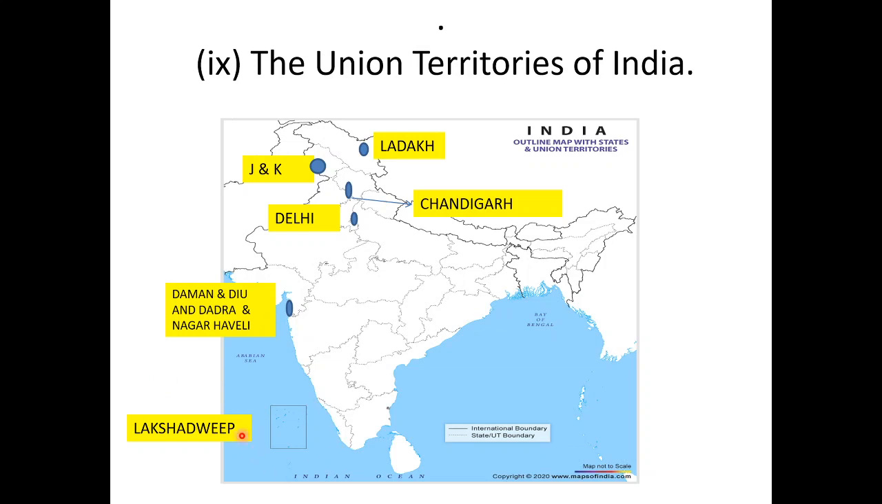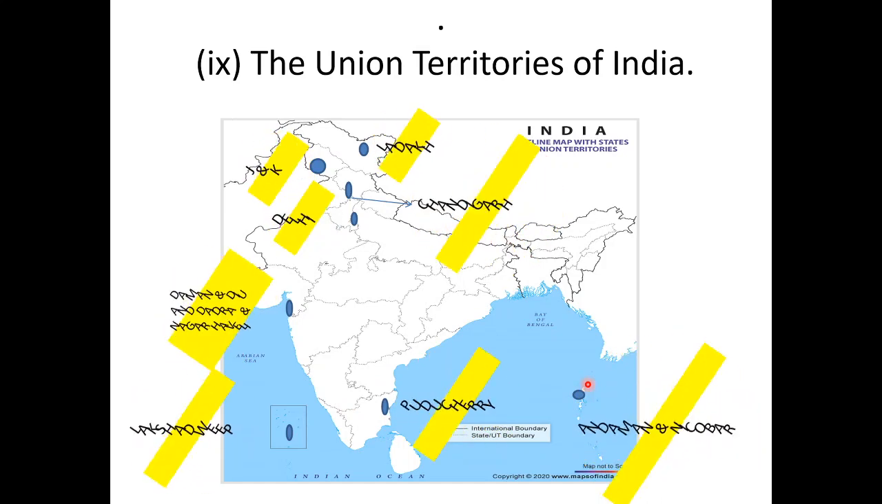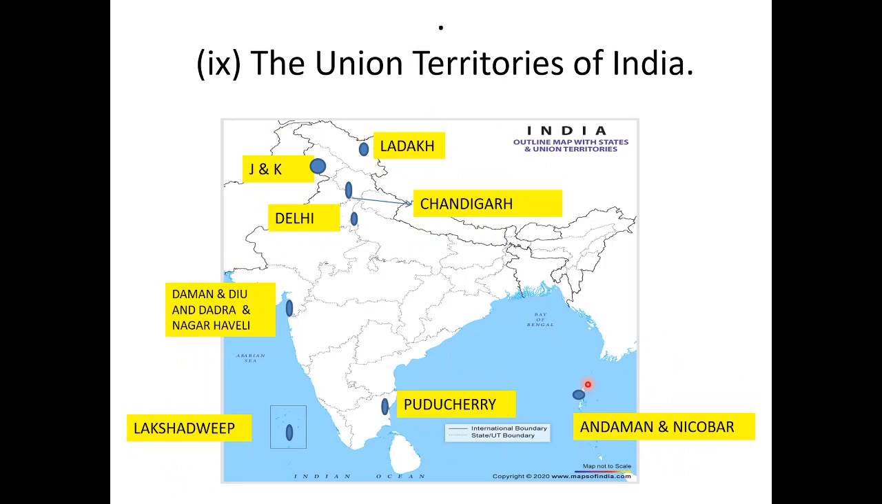Lakshadweep. These islands also come under the union territories. They are not part of a state. They are union territories. Lakshadweep and Puducherry. Puducherry is also a union territory. Andaman and Nicobar, both island groups are union territories of India. So these are the union territories of India: Jammu and Kashmir, Ladakh, Delhi, Chandigarh, Daman Diu and Dadra and Nagar Haveli, Lakshadweep, Puducherry, Andaman and Nicobar.